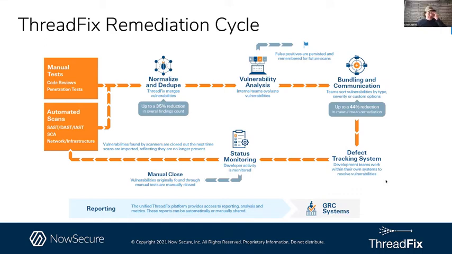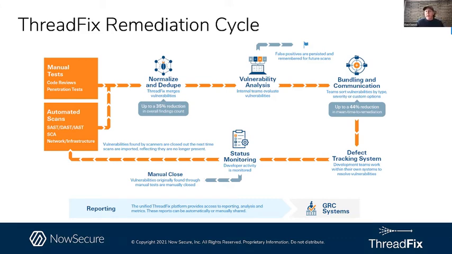Yeah, and so if we look at this cycle for ThreadFix and the remediation lifecycle, we're pulling in the data from all of these different assurance activities. So if you're doing manual tests, code reviews, penetration tests on a periodic basis, that data comes in, and it also comes in along with all of the data coming from your automated testing tools. So if you're doing static analysis, dynamic analysis, interactive analysis, software composition analysis, as well as network and infrastructure scanning of the infrastructure supporting these applications, as well as mobile data coming in from NowSecure, all of that data comes into ThreadFix. We normalize and deduplicate that data. And what we see here is up to a 35% reduction in the overall finding count.